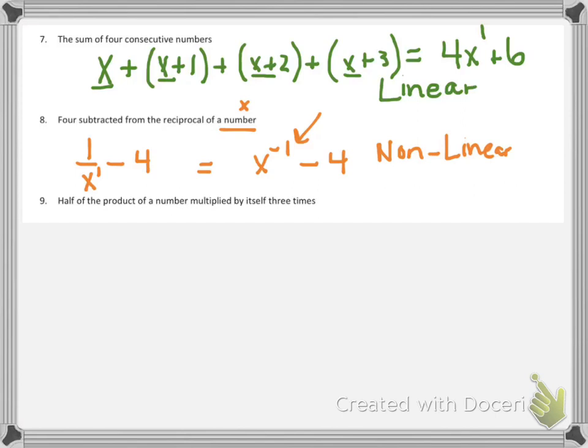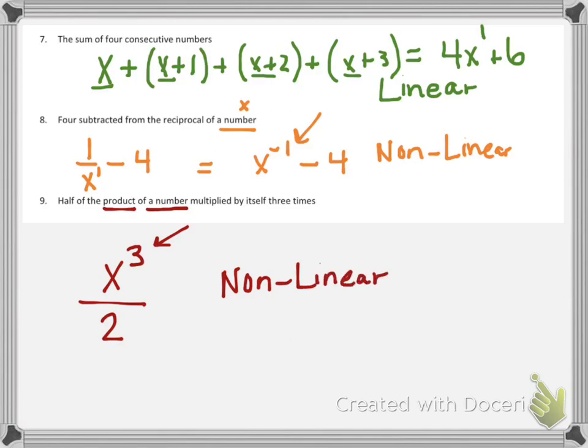Let's see, our next one, number 9. Half of the product of a number. Product means multiply. That's the answer to a multiplication problem. The product of a number multiplied by itself 3 times. So the product of a number, x, multiplied by itself 3 times means to the third power, x to the third power, and then we're going to divide that by 2. So x to the third divided by 2 is nonlinear because that exponent is greater than 1. So this is nonlinear. All right, getting the hang of these.